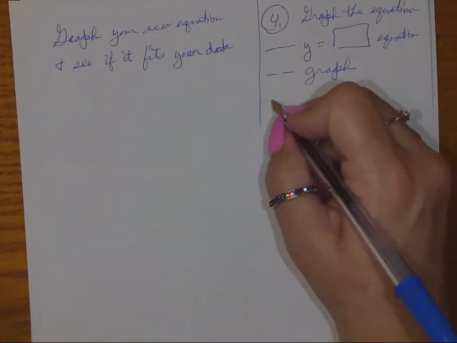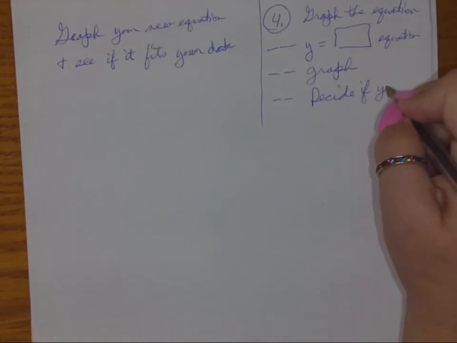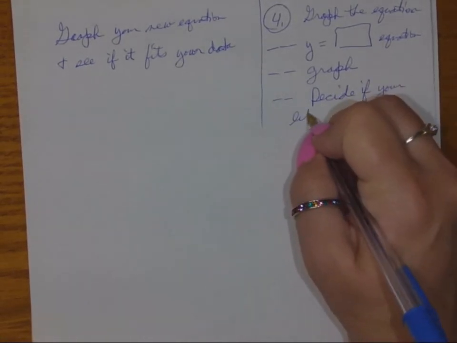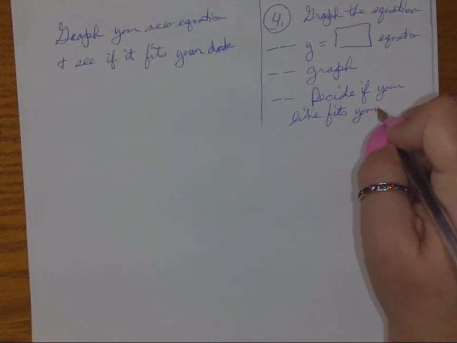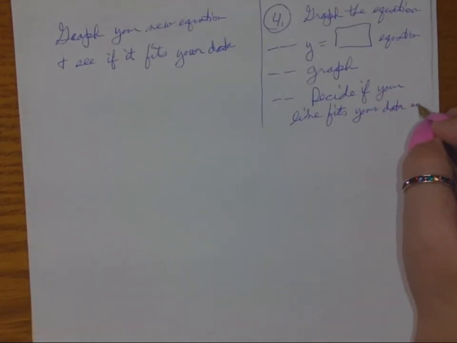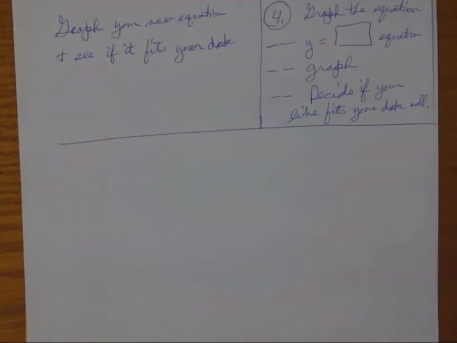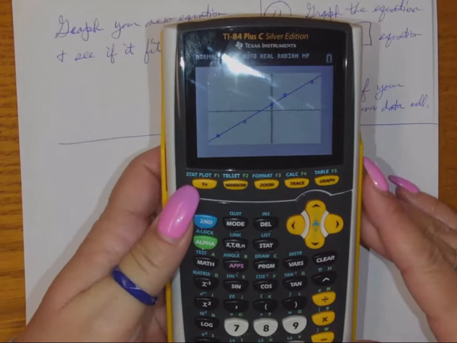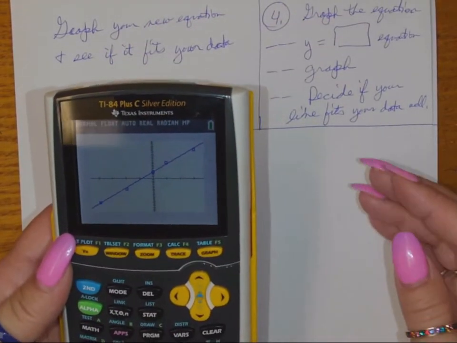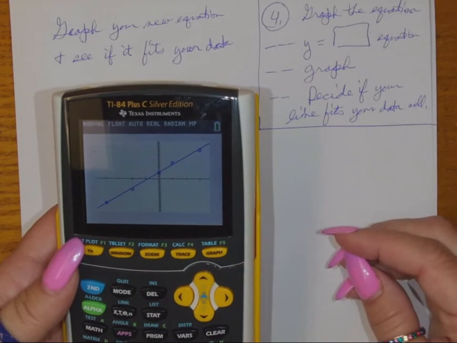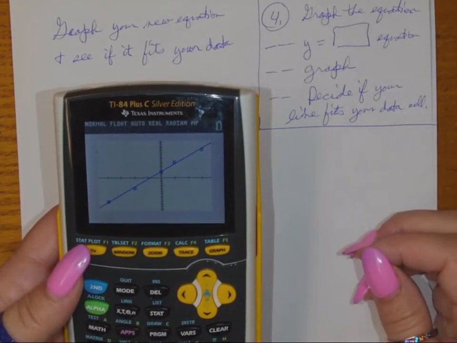So the last thing you want to do is decide if your line fits your data well. And in this case, yeah. If we've done it correctly, if it really is a line, and we've used linear regression, then it should be good. Now, if it was a parabola and we put a line on it, then it might not fit so well. But this one we do, okay?